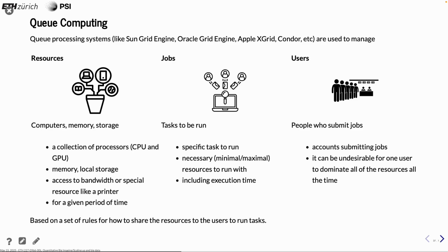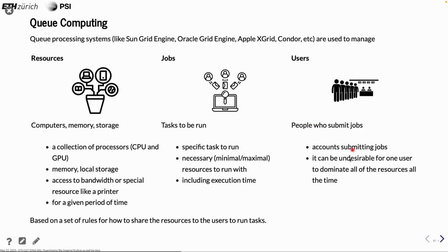So that is the hardware side. Then you have some jobs. That is the tasks that you want to execute. So it could be a simulation, it could be an analysis of some kind. And they have to also define the minimal and maximal resources they need to run. And you should also in the task describe how much execution time you would need for doing it.